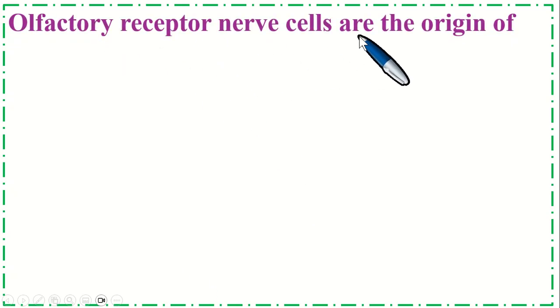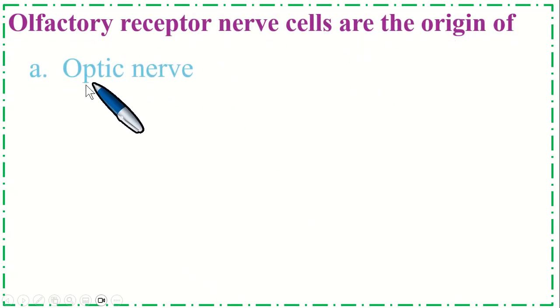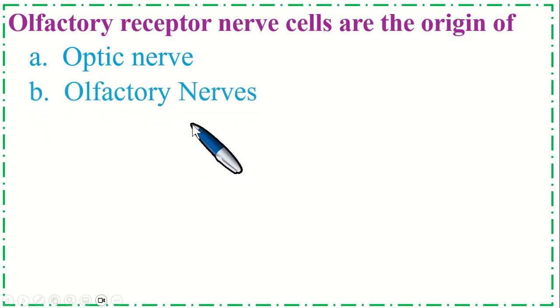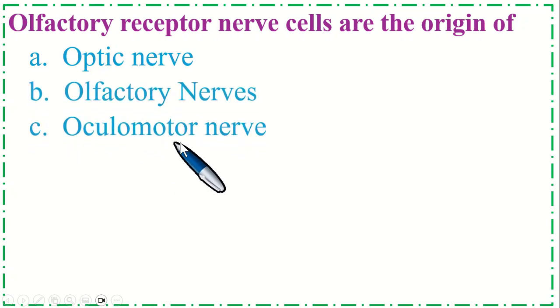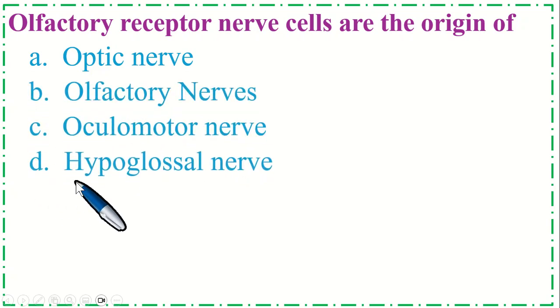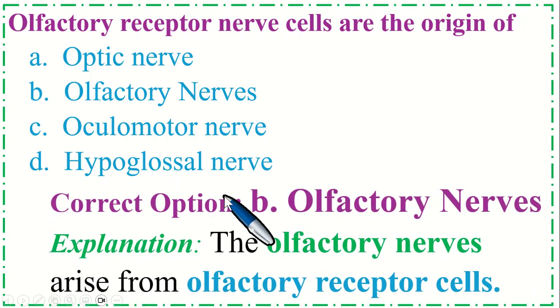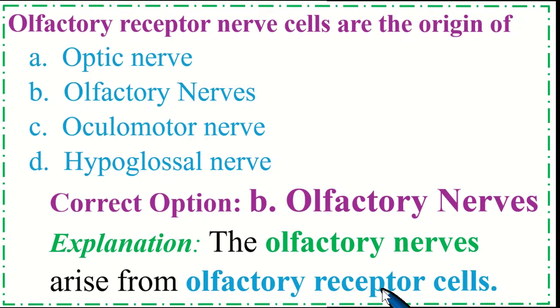Olfactory receptor nerve cells are the origin of: option A, optic nerve; B, olfactory nerve; C, oculomotor nerve; and option D, hypoglossal nerve. So the correct option is B, olfactory nerve. The olfactory nerves arise from olfactory receptor cells.